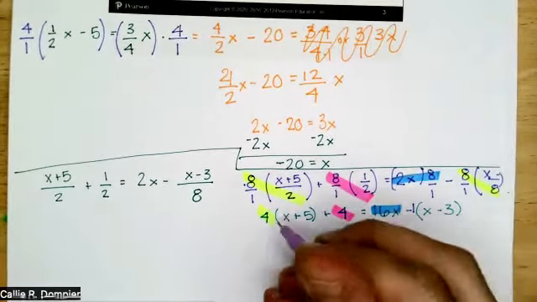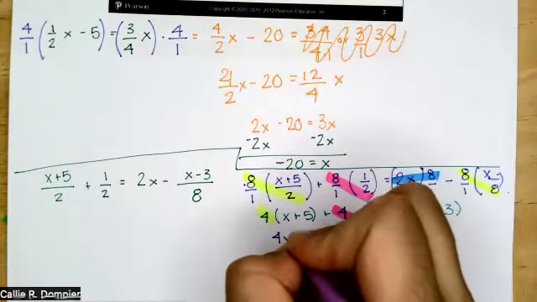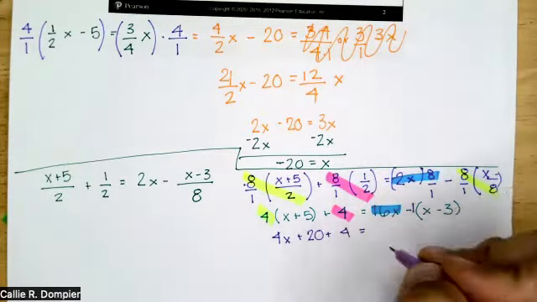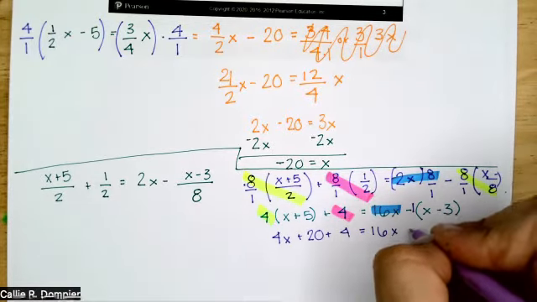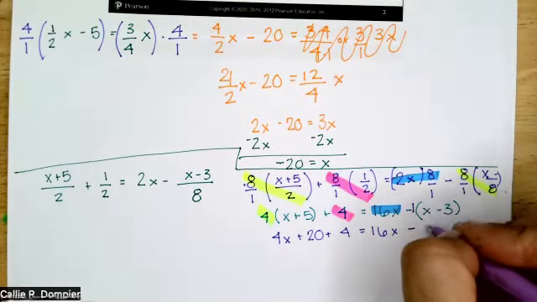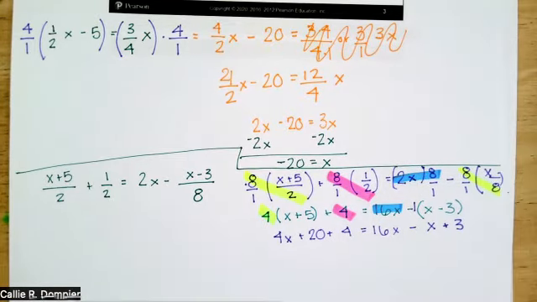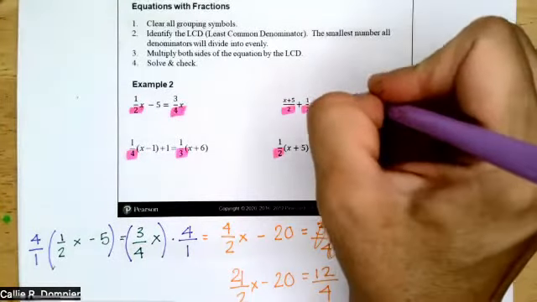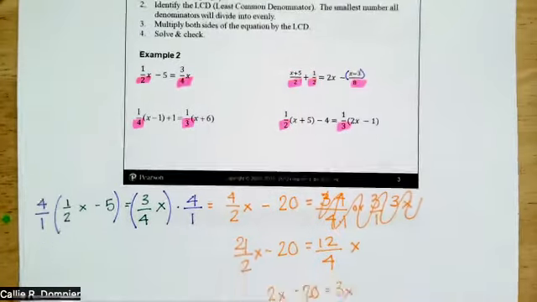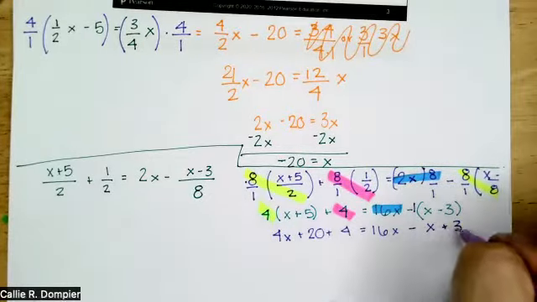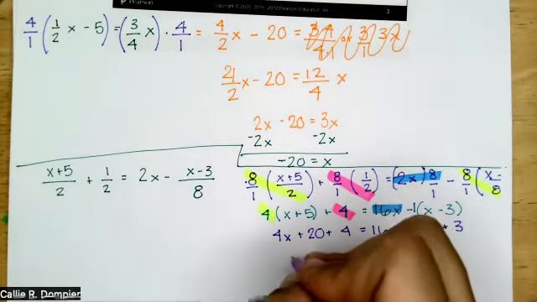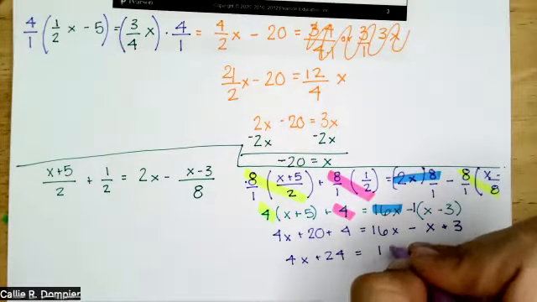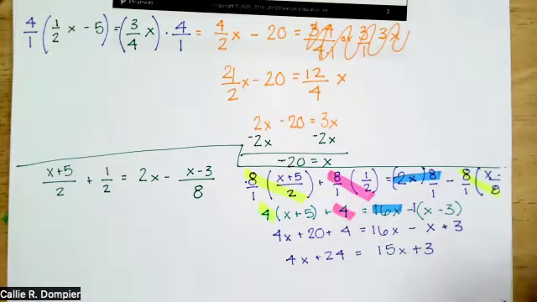Now I'm going to distribute 4 times x is 4x. 4 times 5 is 20. Plus 4. 16x minus, I'm going to distribute that minus sign, minus x plus 3. Because this is a grouping symbol, so we were subtracting all of the x minus 3. So subtract x, add 3. Combine like terms, 4x plus 24 is 15x plus 3.